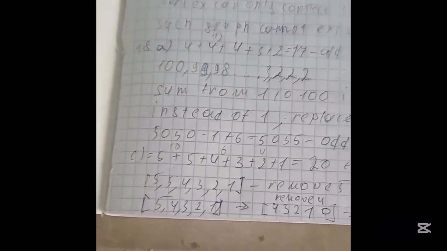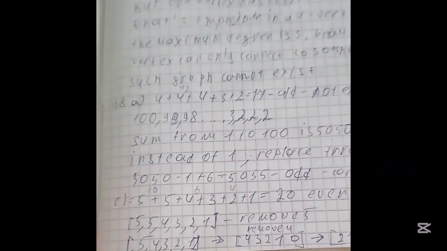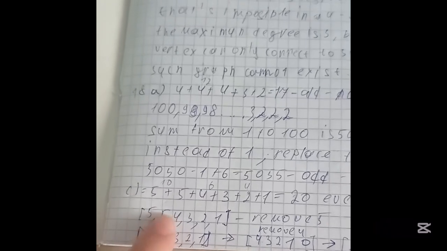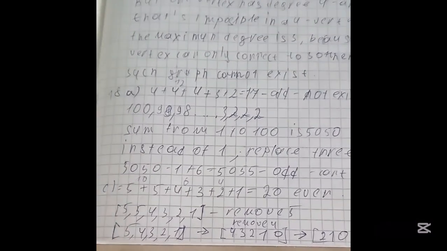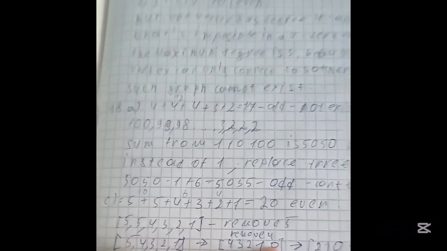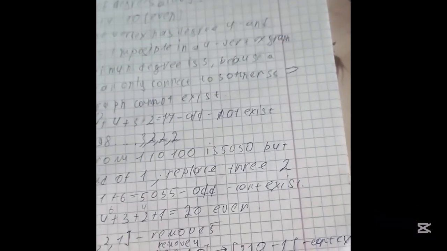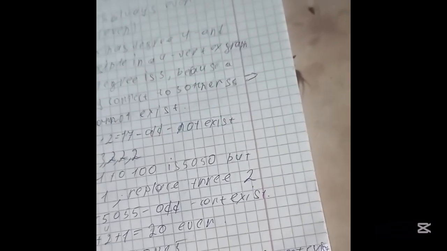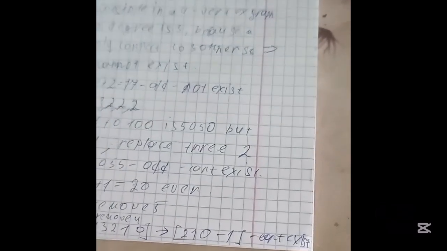C, 5 plus 5, we have a sum of 20. Even, so we have to use the Havel-Hakimi algorithm. We remove 5, we get 5, 4, 3, 2, 1, only 2, and from each value we subtract 1. We have 4, 3, 2, 1, remove 4 and subtract 1 from the next 4 values. We have 2, 1, 0, minus 0. If we get minus 1 in the sequence, it means the graph does not exist.